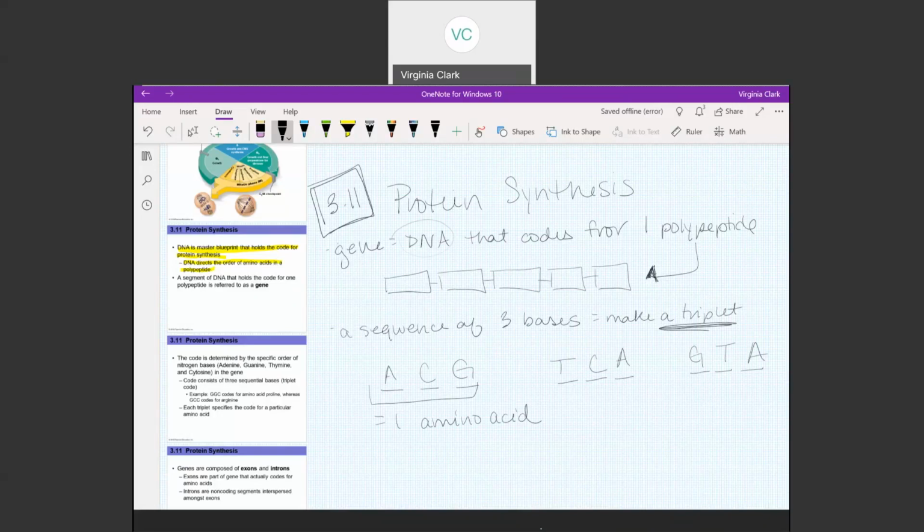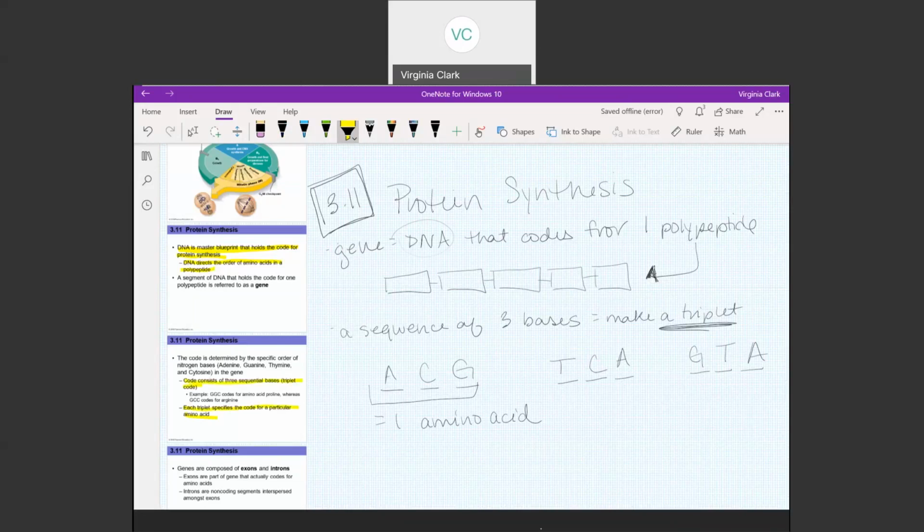So an amino acid is going to be the building block that makes up these genes. But we know which amino acid we're going to use because the triplet essentially is the word that tells us which one we're doing. So a sequence of 3 bases is going to make a triplet, and a triplet codes for a specific amino acid.